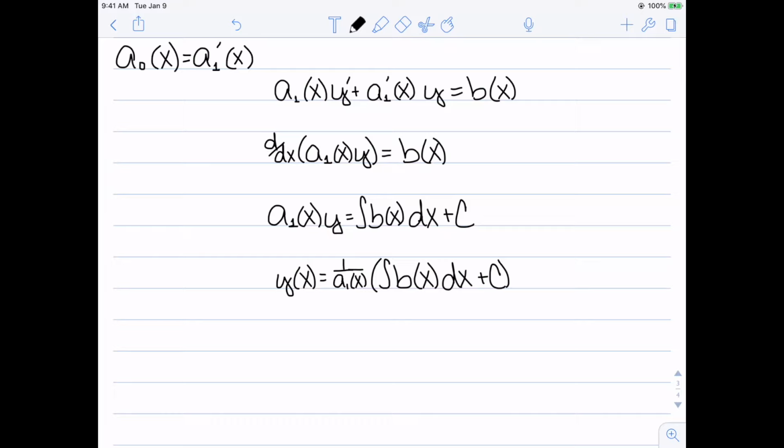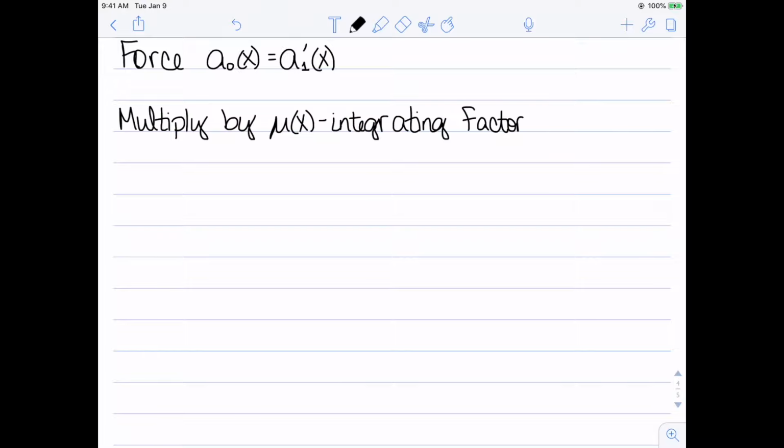Now that we've talked about our two particular cases, let's try to figure out the general case. I want to relate this back to my two special cases. I can't just make one of the coefficients 0 like the first one, so I want to force the second case. I want to force a0 of x to be equal to a1 prime of x. So I want to multiply by a function mu of x, called the integrating factor, in order for this to hold.